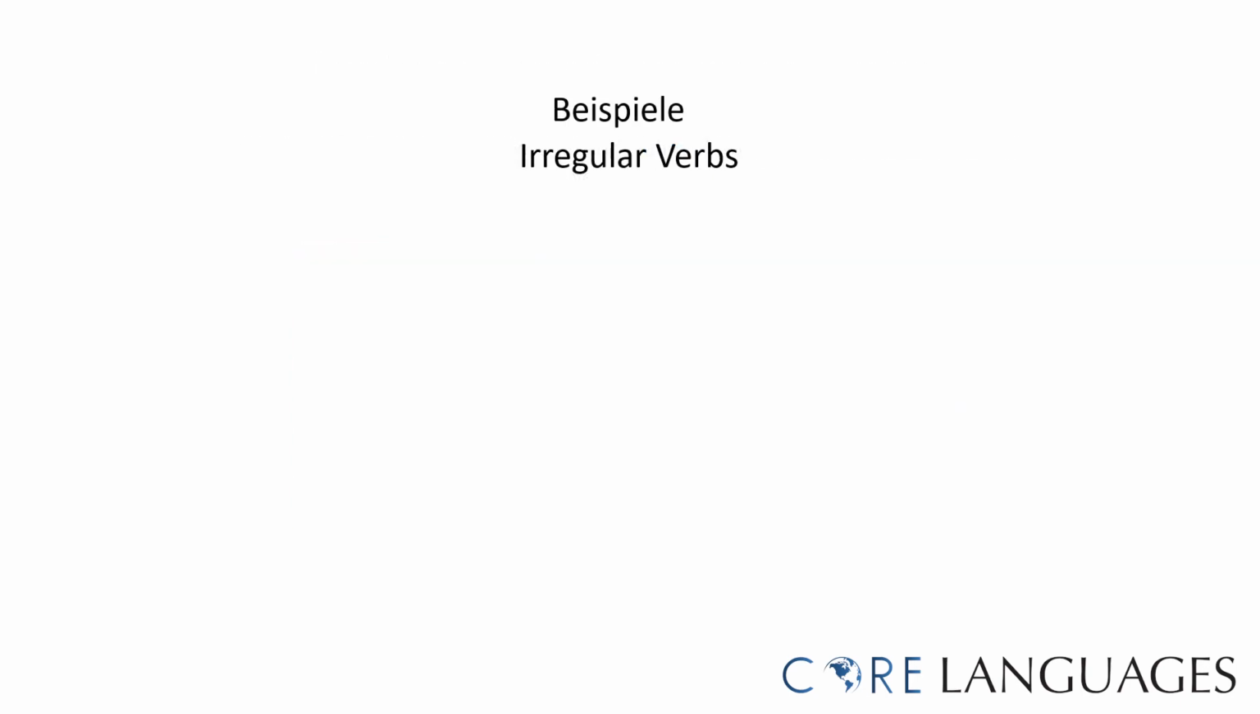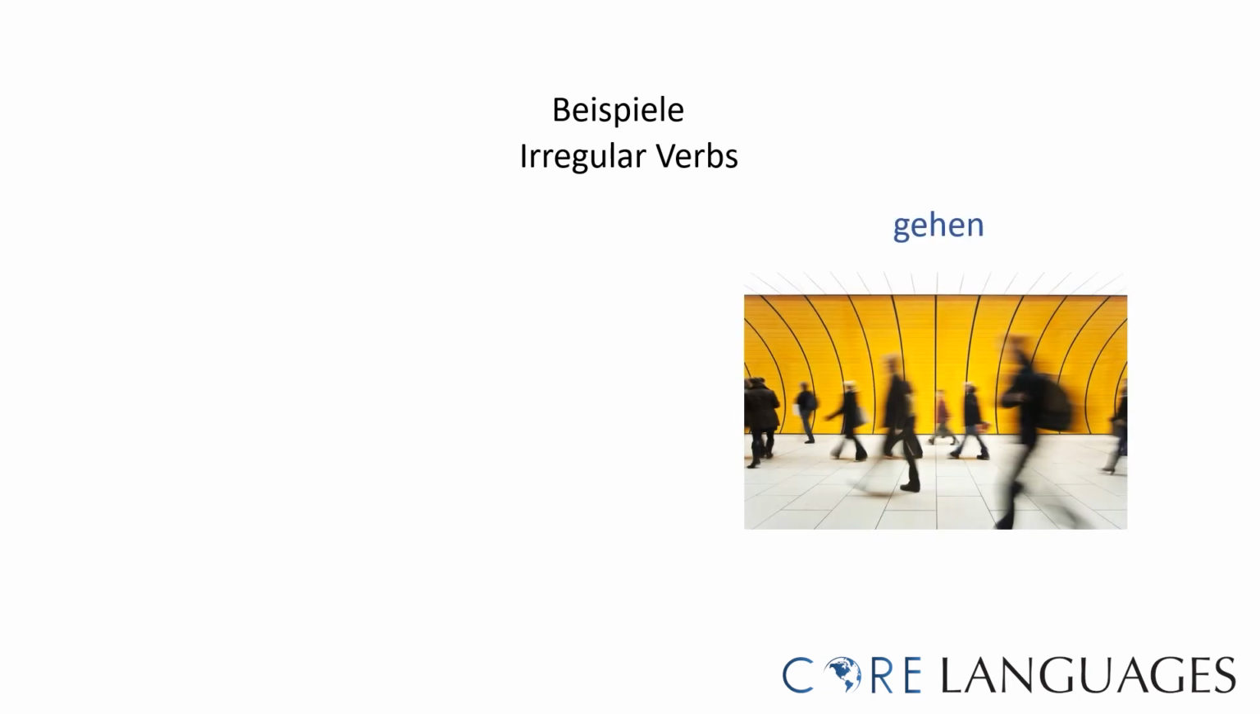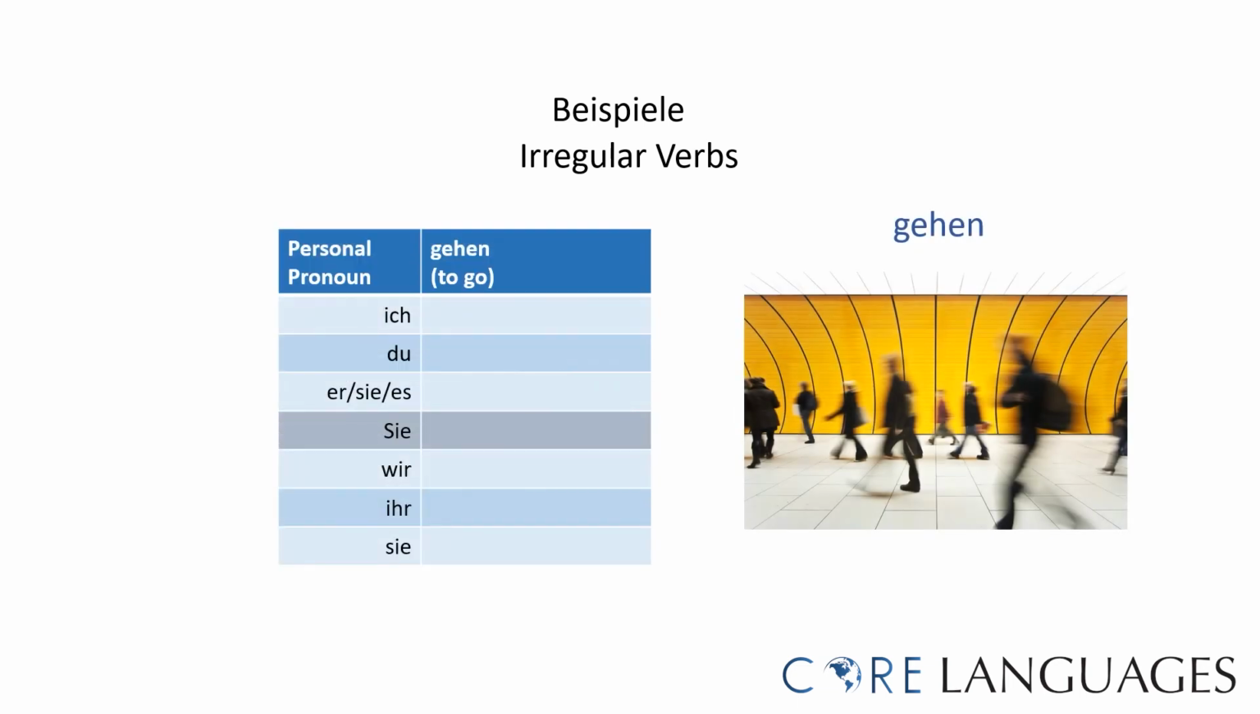Here's our previous example of the verb gehen. The verb gehen, to go, changes its stem to ging. But for ich, there is no ending, so I went is ich ging. Du gingst, er, sie, es ging, no ending. Sie gingen, wir gingen, ihr gingt, sie gingen.